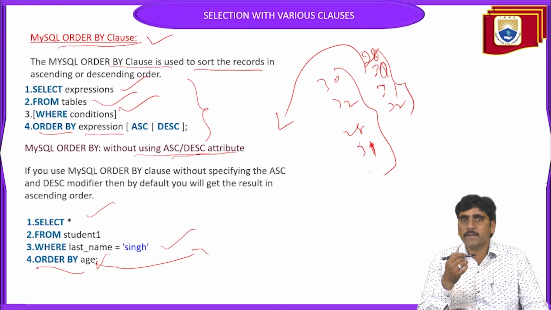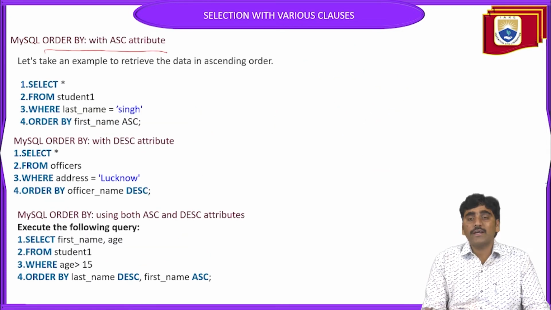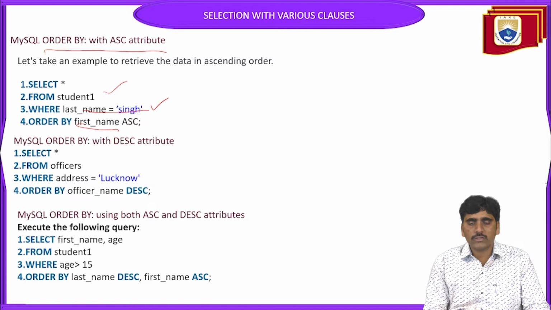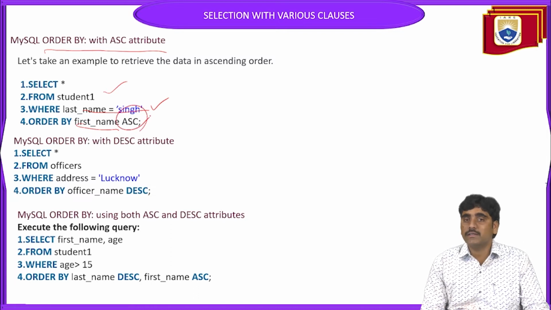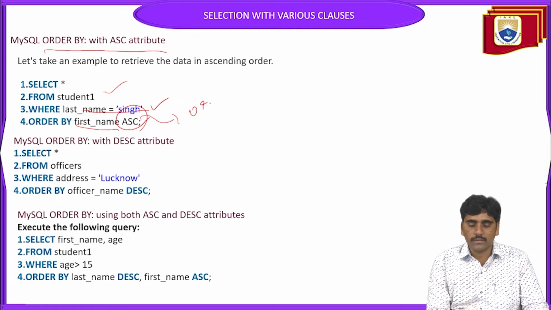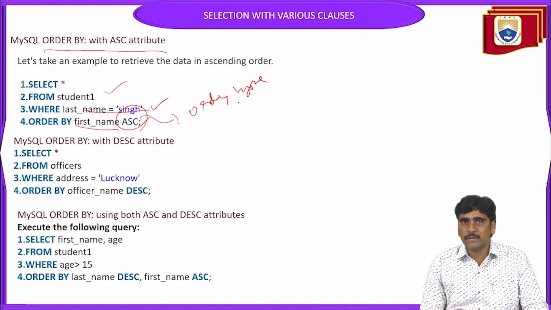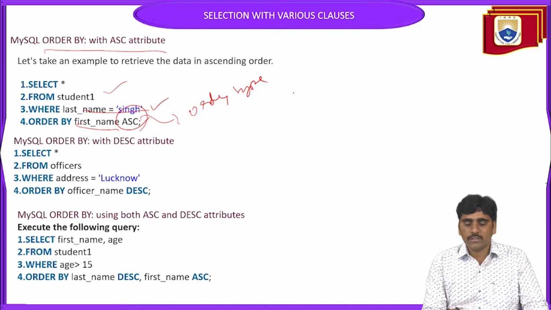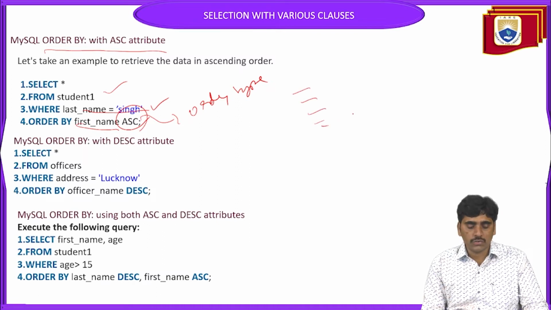But if you specify ascending or descending, the values are displayed in that order. Let's see how it works. MySQL ORDER BY with ascending attributes: SELECT * FROM student1 WHERE last_name = 'Singh' ORDER BY first_name ASC. This is nothing but the order type. I am specifying first name in ascending order, and the last name is Singh, so it displays all the values.